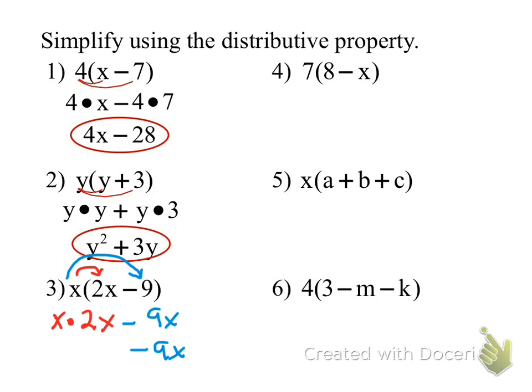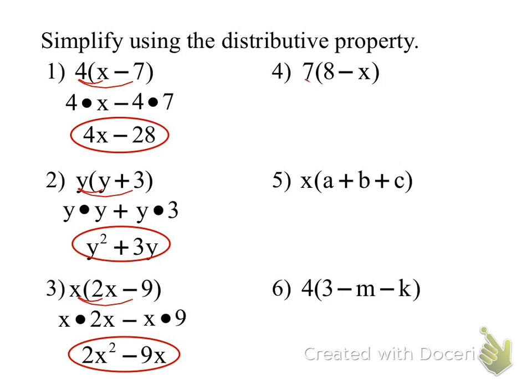The first one in red, how am I going to write that? I always put the big number first. Jasmine? 2x squared. Perfect. And that is your answer. I bet that was hard for a lot of people. Okay, next one. Piper. Number 4. Okay, first you multiply 7 times 8, and then 7 times negative x. And you get 56 minus 7x.